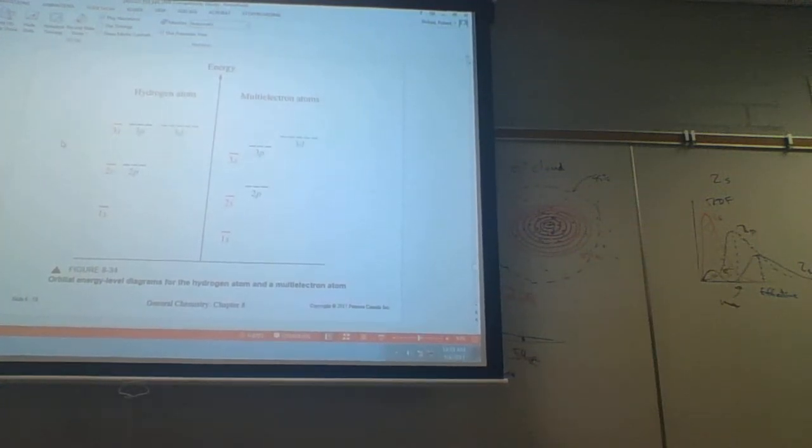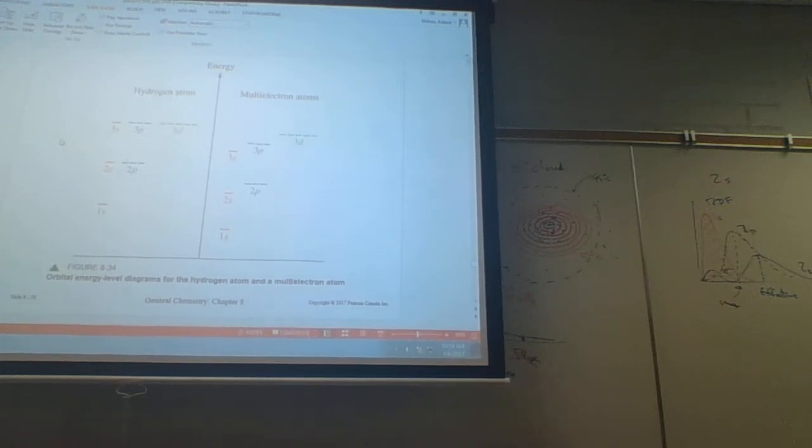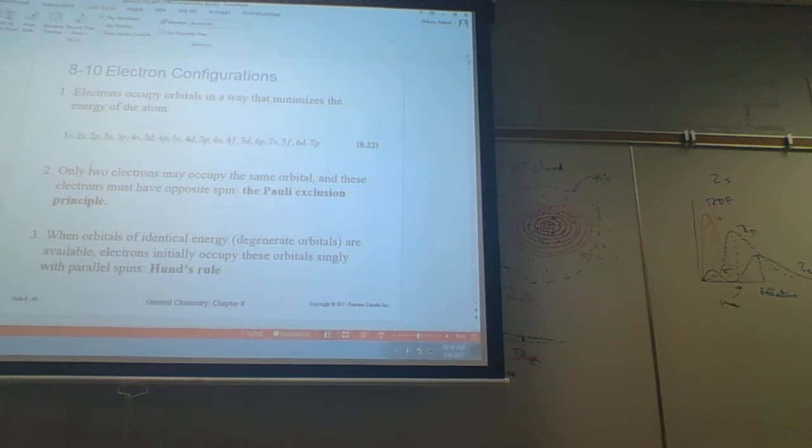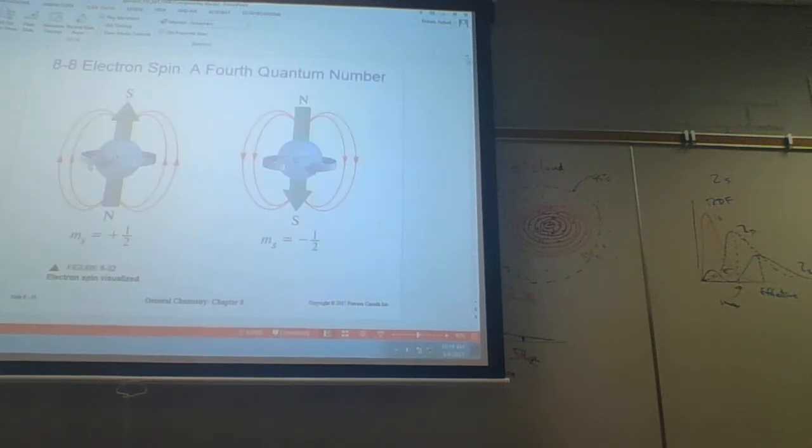Now, what we're going to do next is fill the orbitals with electrons. And when we fill the orbitals with electrons, we have to be aware of the spin of an electron. The spin of an electron is a quantum mechanical property. That is, electrons act like little bar magnets. They're going to have a north pole and a south pole.